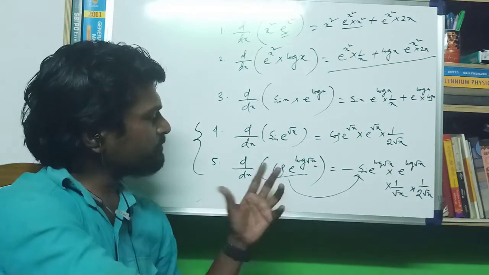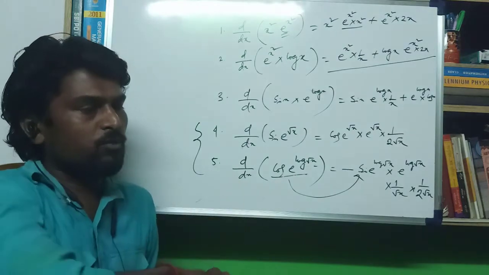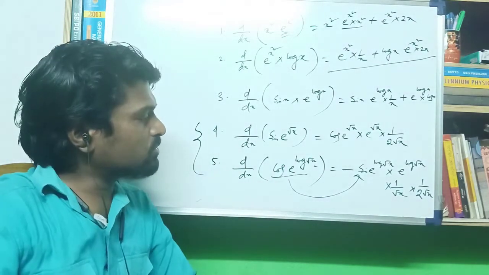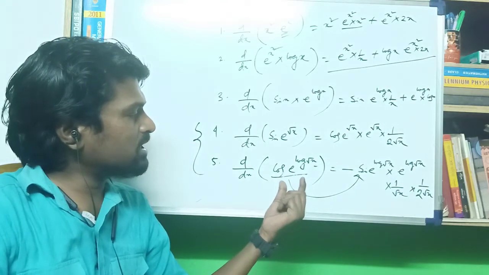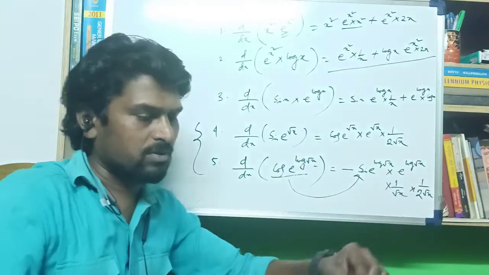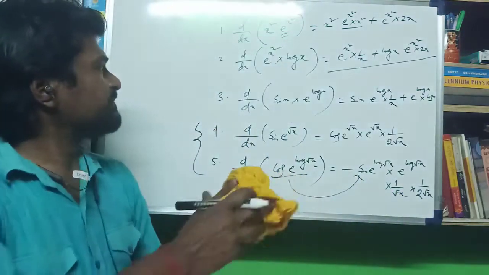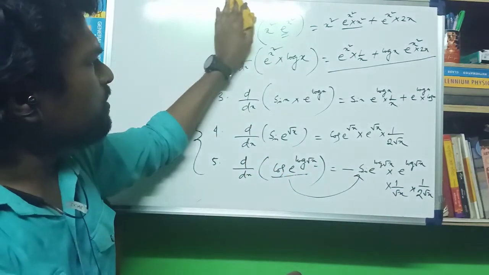So if the different functions are in the product form or exponential form or logarithmic form, you have to write down first, and you have to take the derivative for all the functions given here. So this is the rule, product rule.